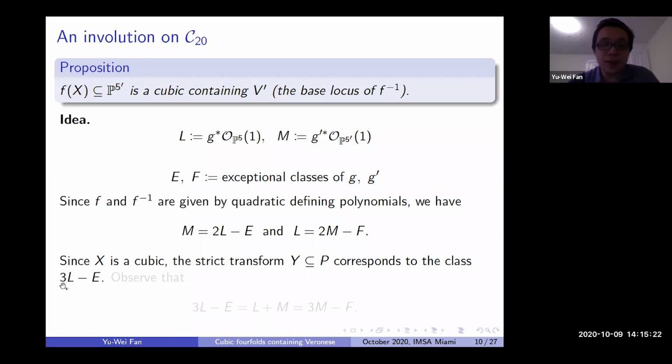And now the proposition essentially follows from this observation that 3L minus E equals L plus M, because M is 2L minus E. Right? So if you plug this in, we get 3M minus E. And this is symmetric on both sides, so this equals 3M minus F. Okay, so the image will also be a cubic containing the base locus. So that's the idea of the proof.